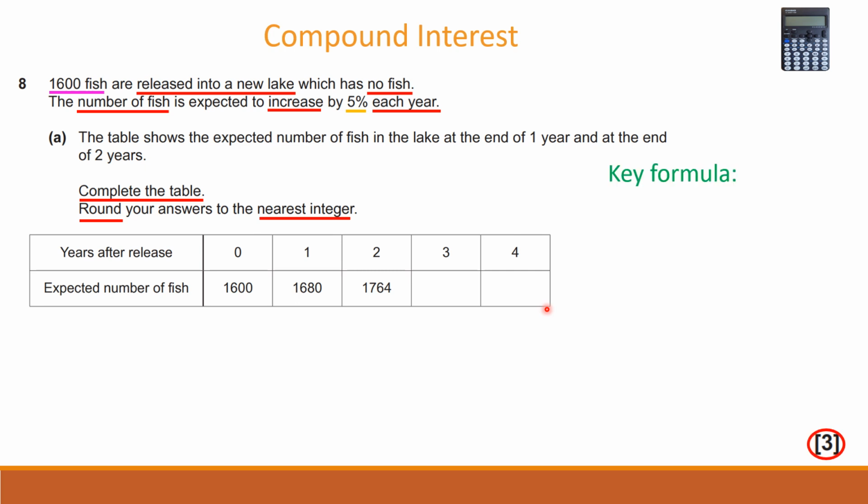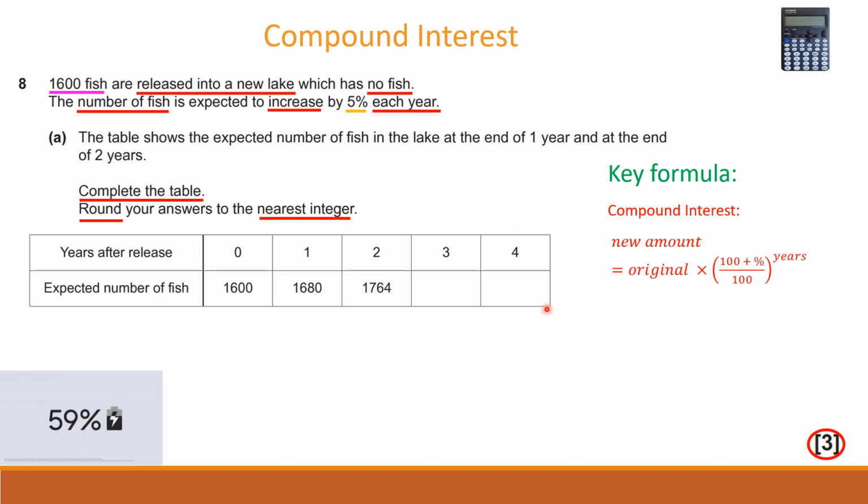The key formula you're going to need to be able to do this question is the formula for compound interest. So the formula for compound interest tells me that the amount is equal to the original amount times my multiplier. Now this part in the bracket is my multiplier, and the multiplier is worked out by doing 100. Now because it is an increase in the question, it says increase, we're going to add on my percentage. We're going to divide by 100 because the percentage is out of 100. And then it's to the power of the number of years.